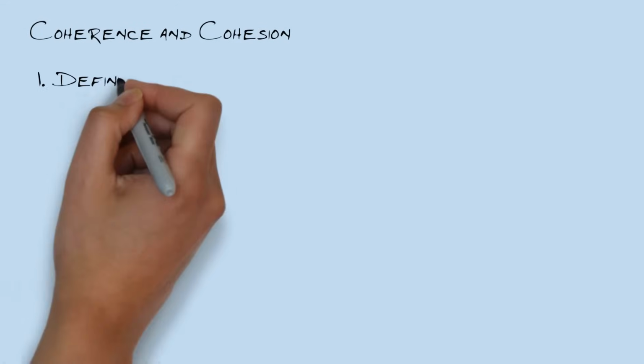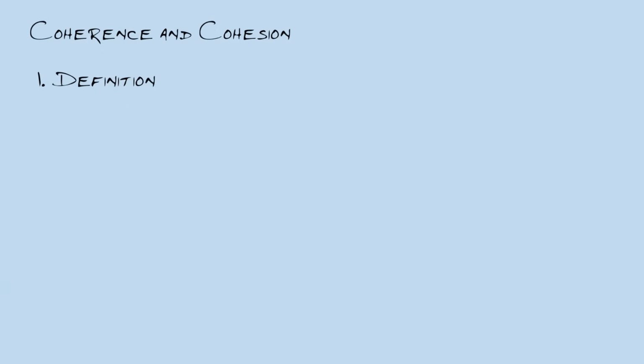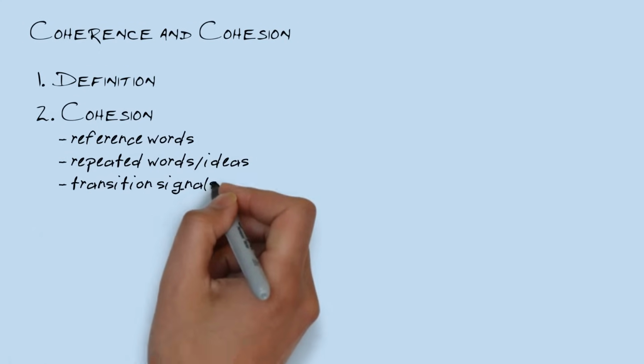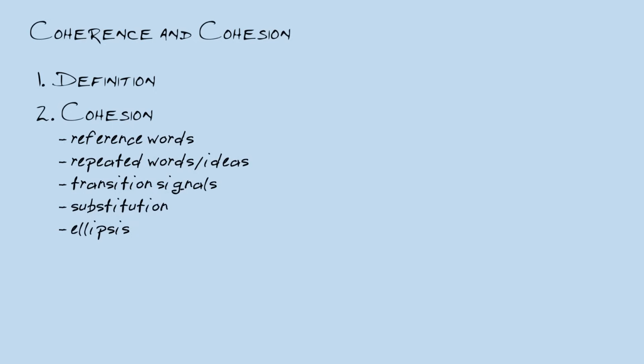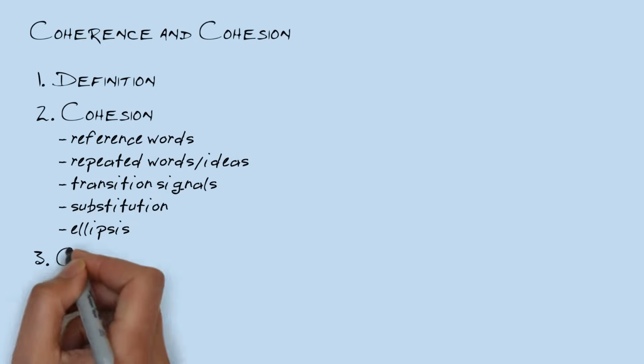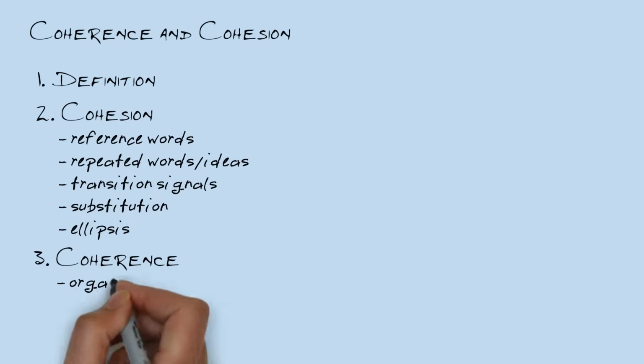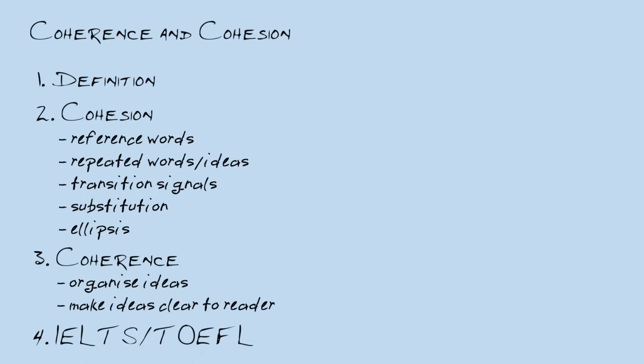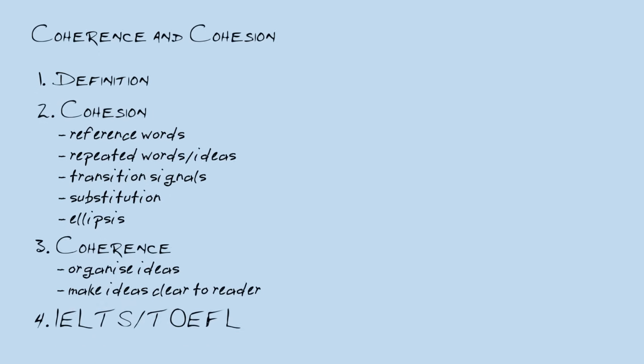So summing up what we've learned in this video, first of all we had a short definition of coherence and cohesion. Then we saw ways to improve cohesion in your writing, using reference words, repeated words or ideas, transition signals, substitution, and ellipsis. We saw how to improve coherence by organising your ideas and making your ideas clear to the reader, and how the IELTS and TOEFL exams grade your work for coherence and cohesion.